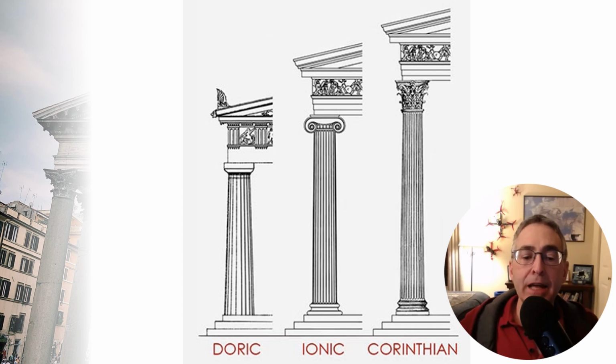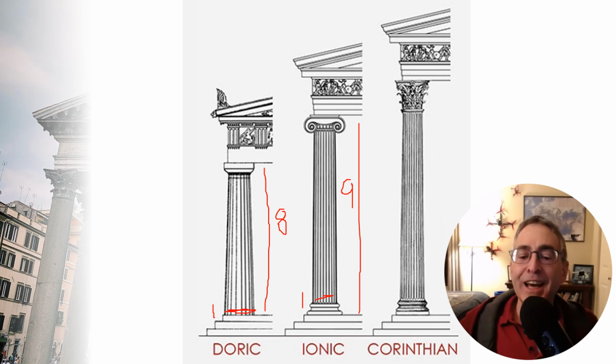So if we look at the Greek columns here, and we take the Doric and measure the width at the base, and say that is 1 unit, and then measure the height of that column, we would find that it's made up of 8 of those units. So the width to height ratio is 8. If we looked at the Ionic and did the same thing and said the base is 1, we would find that the height was 9 times the diameter of the base. And then Corinthian, if we did the same thing, we would find that the unit is 10.